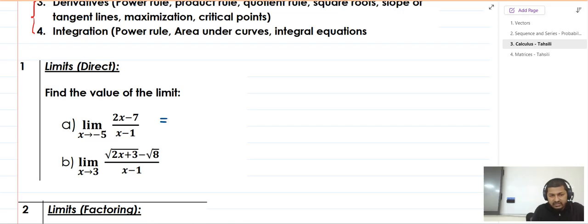This is a rational function. If I substitute -5 in the denominator, I get -6, right? So it's not 0. That's the reason why we just call it a direct substitution. So we have -5 minus 1. On top we have 2 times -5 minus 7, right? So 2 times -5 is -10, minus 7 is -17 over -6. So your answer is just 17 over 6.